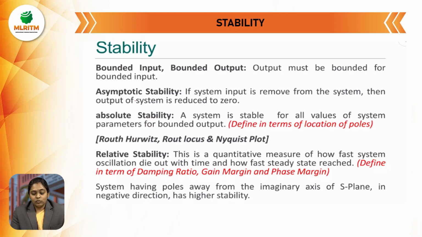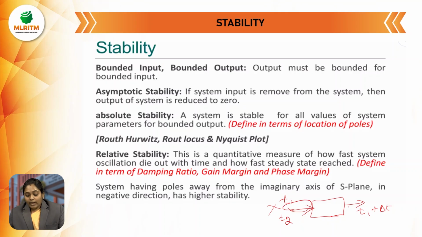The other one is asymptotic stability. If the input is removed from the system, then the output of the system reduces to 0. That is, I am taking a system, and I have given an input at a t1 instant of time and got an output at t1 plus delta t. But at instant t2, I am removing this input, and if we get the output at t2 plus delta t equal to 0, then it is called asymptotic stability. It means the smallest variations in the input should also be reflected at the output.